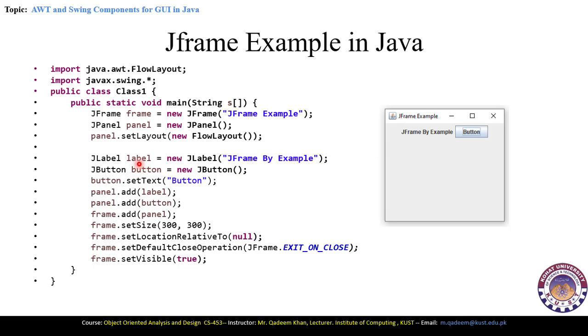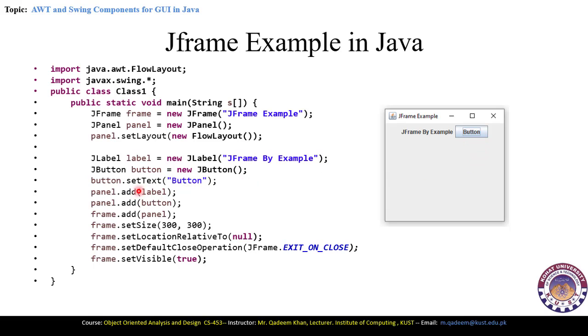Then we have defined the label exactly like JFrame and JPanel. We have the JLabel class of the swing package equal to new JLabel("JFrame by example"). This is the text that will be displayed inside of this label. Then we have JButton button = new JButton. It will create the button. Now button is the object and label is also an object. Here we have used the setText function of the button, button.setText("button"), where the string defines the caption or the title over this button.